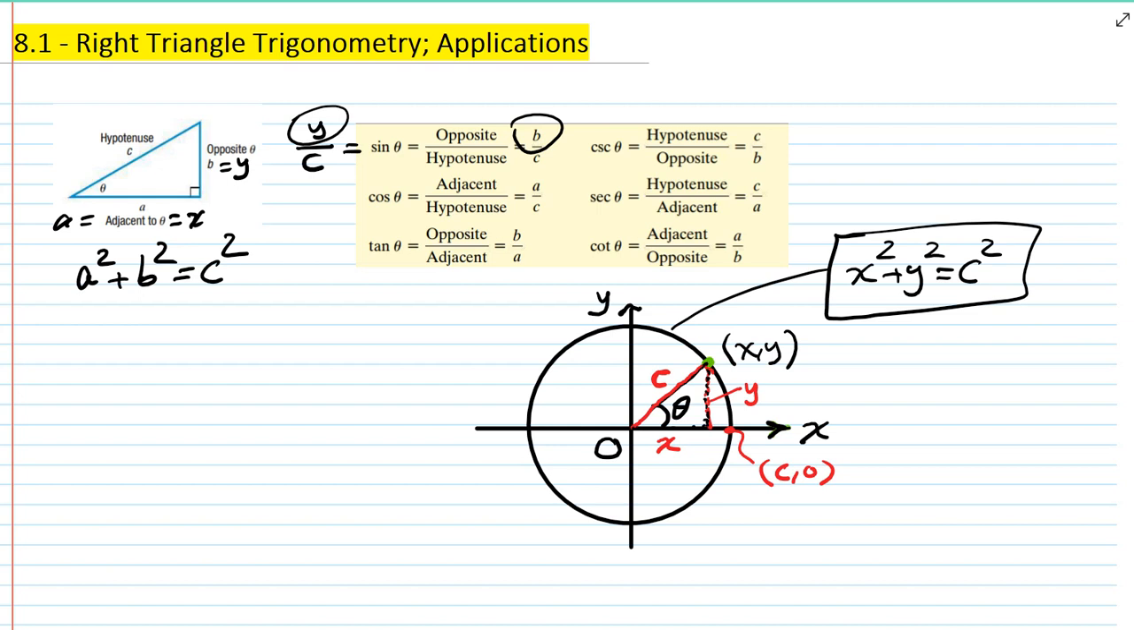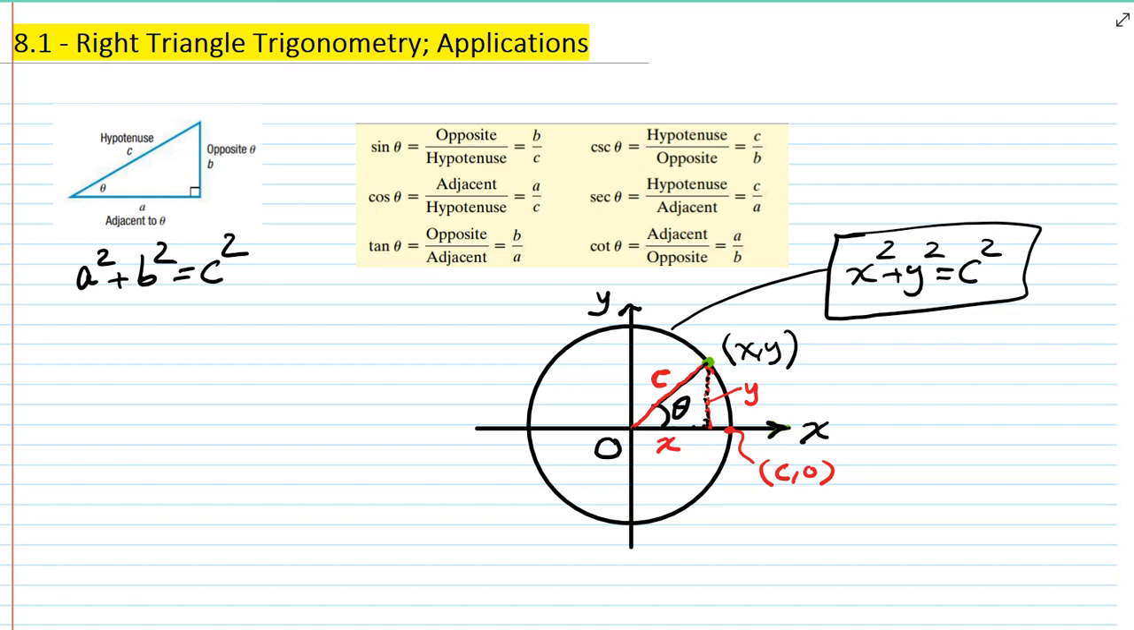So anywhere we had x and y formerly, we can replace them with a's and b's. And there we have it. I'm sure almost all of you have seen this. Again, the only difference is that we are now introducing the trig functions as a ratio of sides of a triangle, a right triangle. And a right triangle is a triangle that has a 90-degree angle in it. And there you have it.